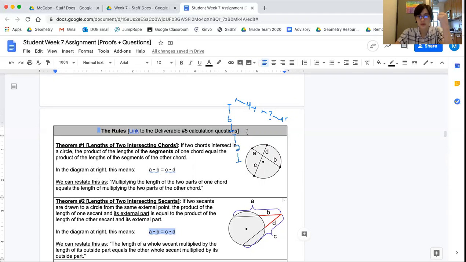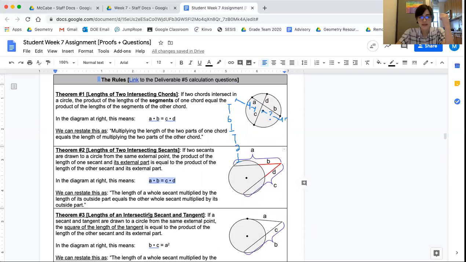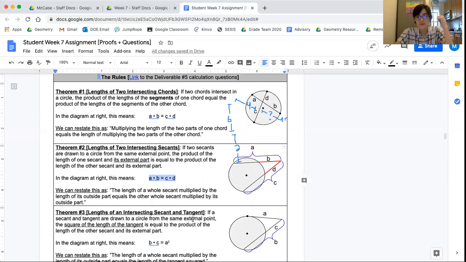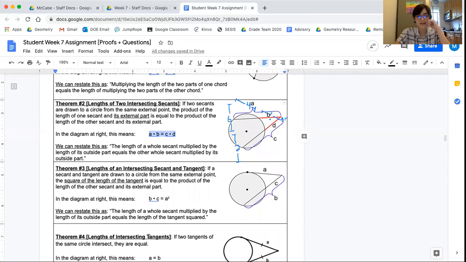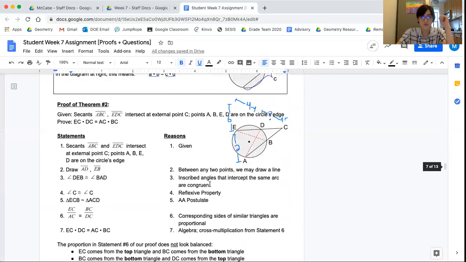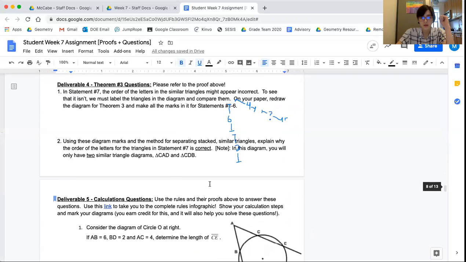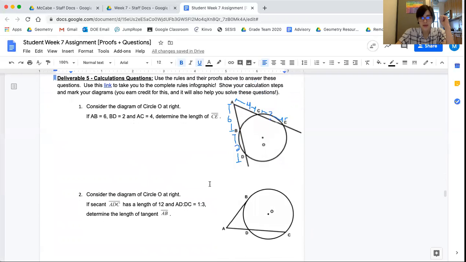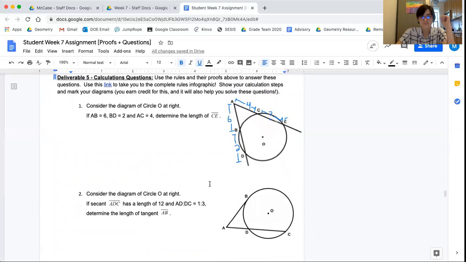You need to look at the diagram for the question and say, is it secants? Is it chords? Is it a secant and a tangent? There's going to be one that is 2 tangents that you need to work with. So you need to look to see what your diagram looks like, which theorem it goes with. Now that we've done that, I'm coming back, matching up my drawings with my annotations.